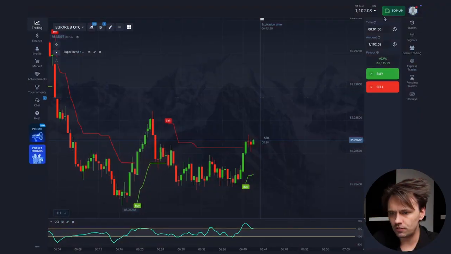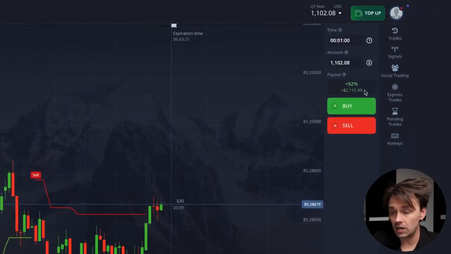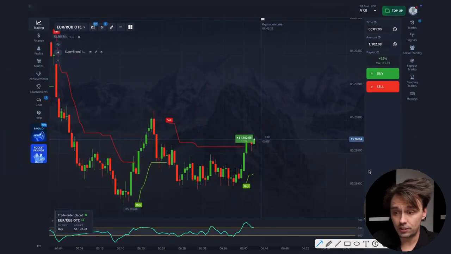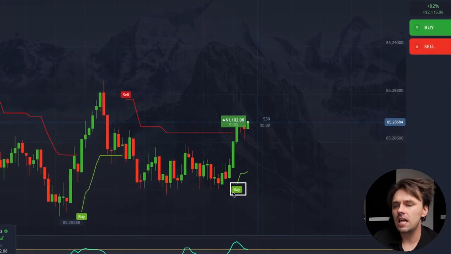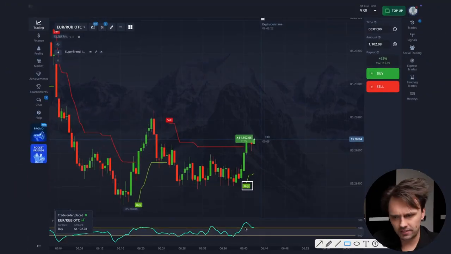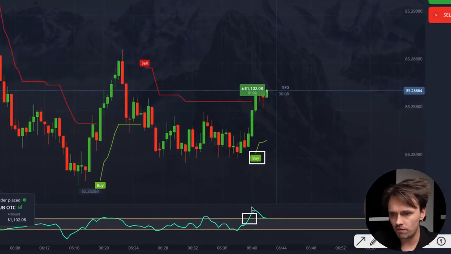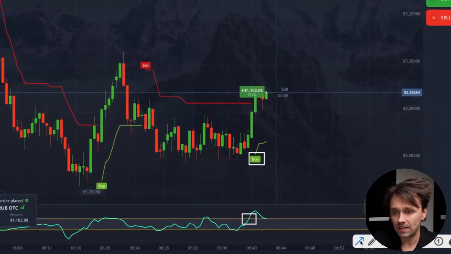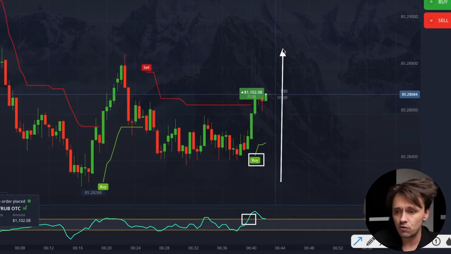Let's open one more trade to finish. I'm opening a buy for $1,102. SuperTrend gave a buy signal. This indicates a regime change and a priority for upward movement. CCI shot up sharply, showing that the buyer has gained momentum and the market is ready to continue rising, not make a short pullback.